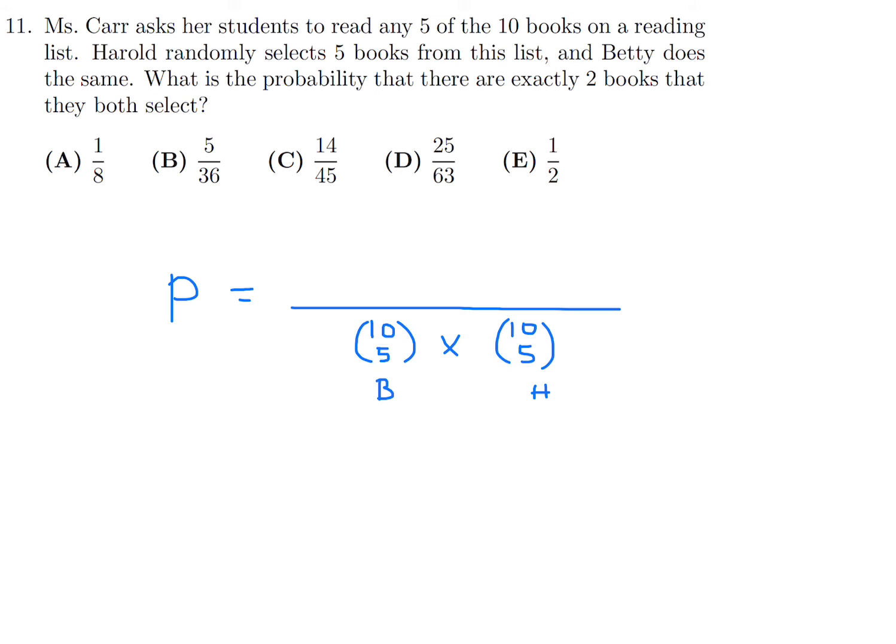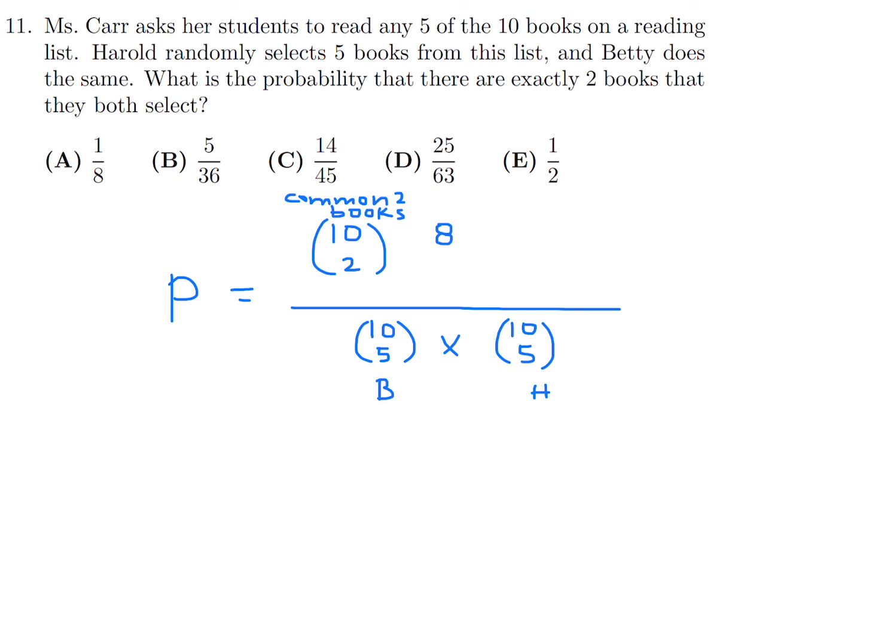First, we have to choose 2 from the 10 books. And those 2 represent the 2 books that they both select. All right? So these are the common 2 books. Okay, now those are already selected. Those 2 books are already taken care of. Now how many books do we have left to select from? 8. Because 2 books have already been selected and we don't need to worry about those.